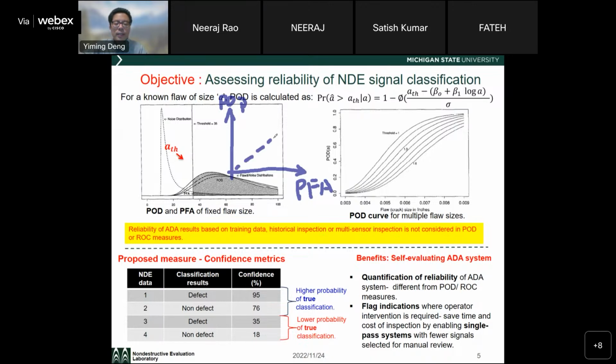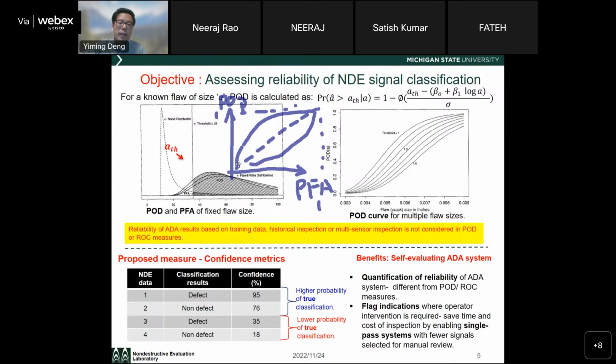The worst case is the 45 degree line here, which means that you are simply flipping a coin; your POD is always the same as PFA. But when you have a better operating system, the ROC curve typically looks like this, asymptotically approaching 1. Something like this is definitely not good, right?